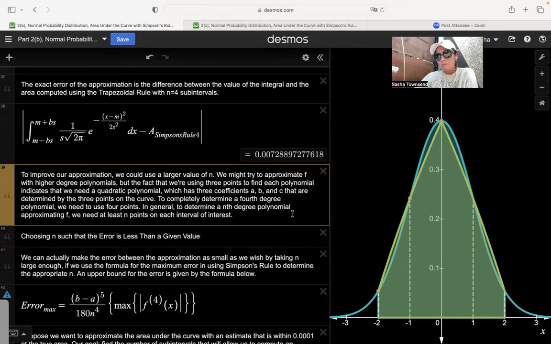Now you might say, okay, what about higher degree polynomials? How could we improve the approximation? Well, you could use a larger value of n. Remember, n has to be even with Simpson's rule. So we could use n equals 6 or n equals 8 or n equals 20 if we want. It might take a long time to write all the code for that. There's got to be a more efficient way than the way I'm doing it right now, something that would allow us to find all of those polynomials for n in general. But I actually don't know how to do that in Desmos.